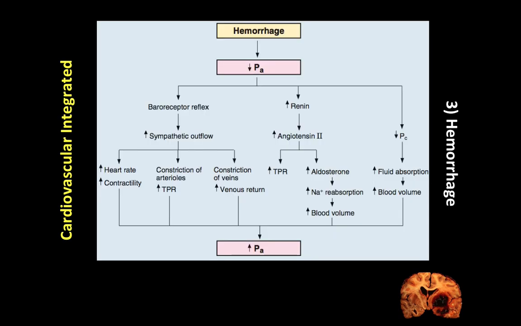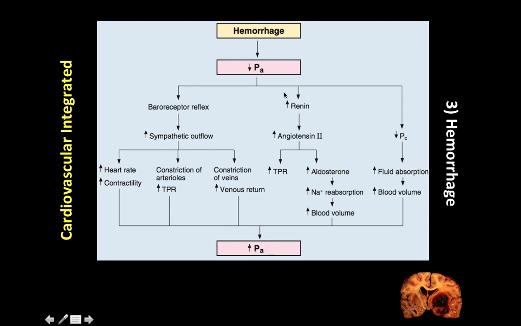So let's sum this up in a figure, which I like. Here we have a hemorrhage, we have a decrease in arterial pressure, we have the baroreceptor reflex, and we also have renin, and then a decrease in hydrostatic pressure. When we have a low arterial pressure due to hemorrhage, the baroreceptor reflex increases the sympathetic outflow, which increases heart rate, increases contractility, and constricts the arterioles, which we've seen also in exercise and other mechanisms, and that increases total peripheral resistance. We have a constriction of the veins, and that leads to increased venous return. All of this sympathetic outflow due to the baroreceptor reflex increases the arterial pressure.